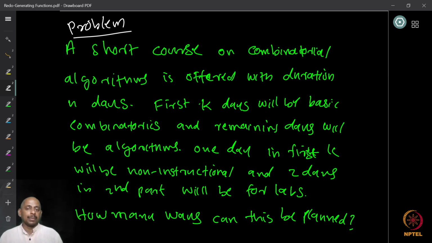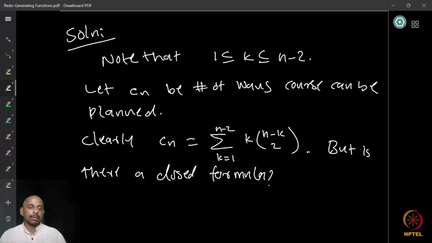Now the question is: how many ways can one plan this course, right? Because k can vary, and the choice of the holiday can also vary. So we need to figure this out. First, we note that since we need to have at least 1 day as a holiday, k must be at least 1. k cannot be 0, because if there is no day, I cannot choose 1 day as a holiday for the first part. But it cannot be more than n minus 2, because if there is an n-day semester, 2 days must be reserved for labs in the second part. We need at least 2 days there, so it cannot be less than 2 days. Apart from that, there is no restriction, so I can have k between 1 and n minus 2.